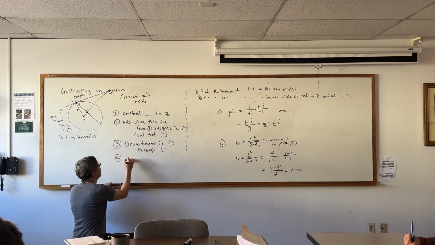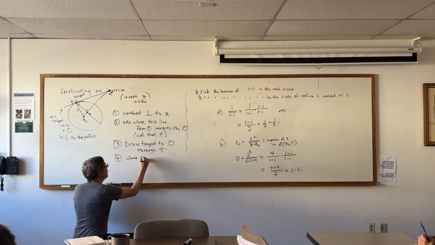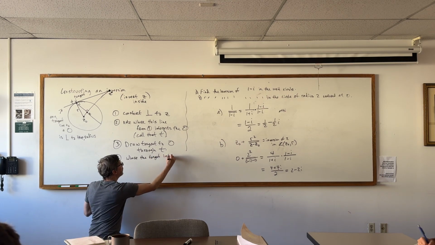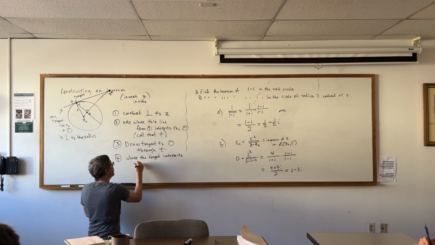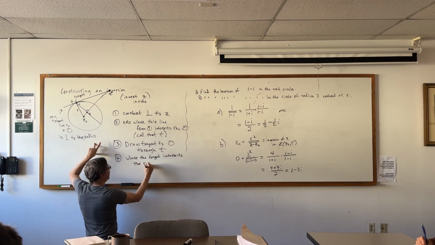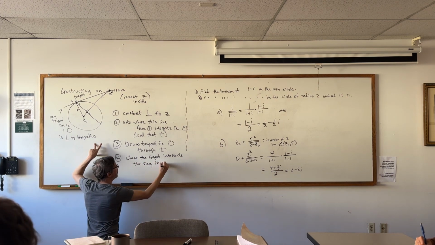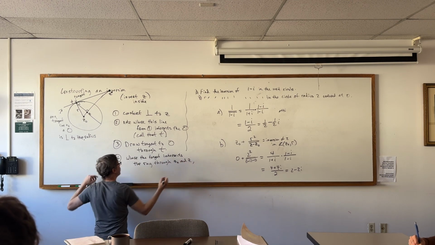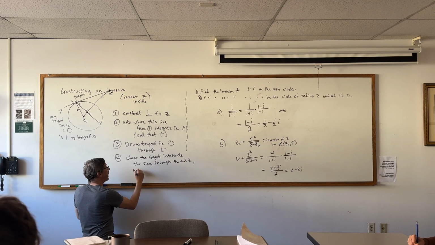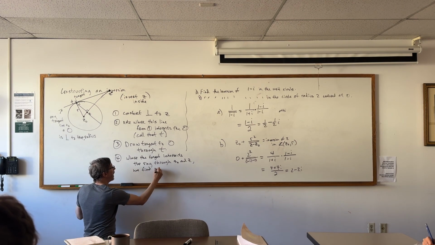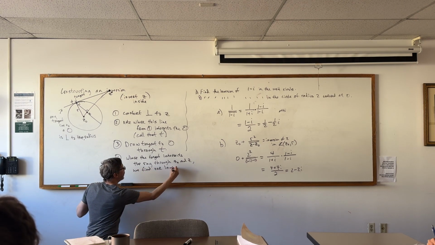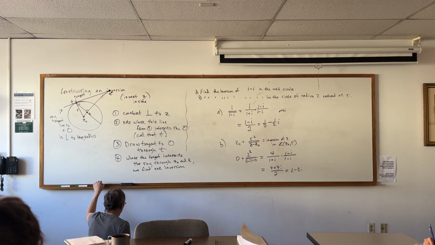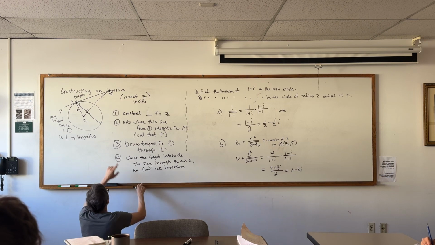So Z star is the inversion. So Z star here is where the tangent intersects the ray through Z naught and Z, we find our inversion.